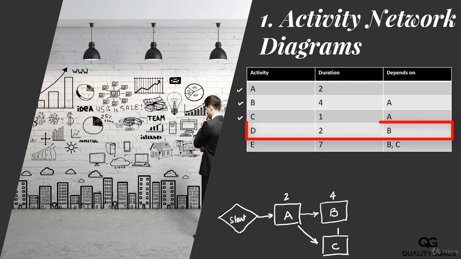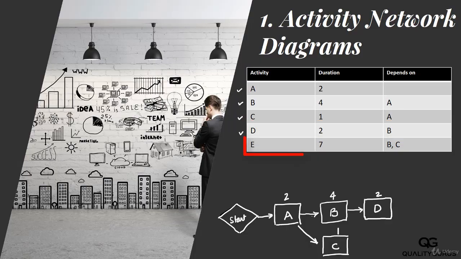Now coming to activity D, which depends on B. Depending on B means this is how my activity D will be. So this is my activity D of 2 days duration depending on activity B. The last line is activity E, which takes 7 days and depends on the completion of activities B and C. So here I have complete B, complete C, and then you can start your activity E. And activity E will take 7 days to complete, and that's all.